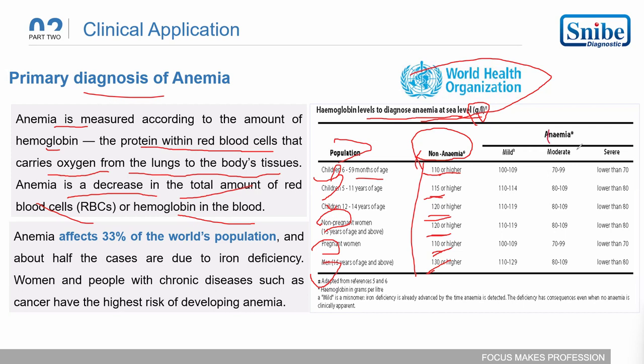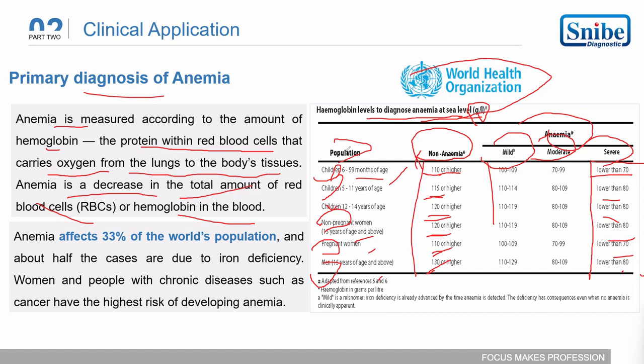They also classify anemia on the basis of mild, moderate, and severe conditions. According to the guidelines, for severe anemia, hemoglobin lower than 7 grams per deciliter, or 8 grams per deciliter, is considered severe anemia in the different populations: children, non-pregnant and pregnant women, along with men.